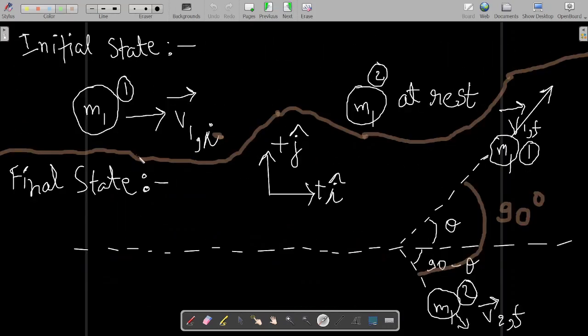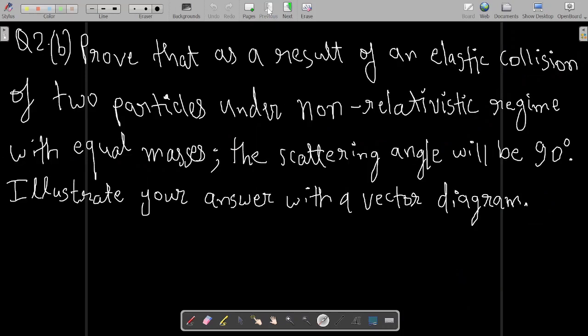Now this is what we can say is the vector diagram. You can have a look. This is the vector diagram. The direction of each velocity has been shown. The i cap direction is this one, the j cap direction is this one. So it is clearly shown over here.